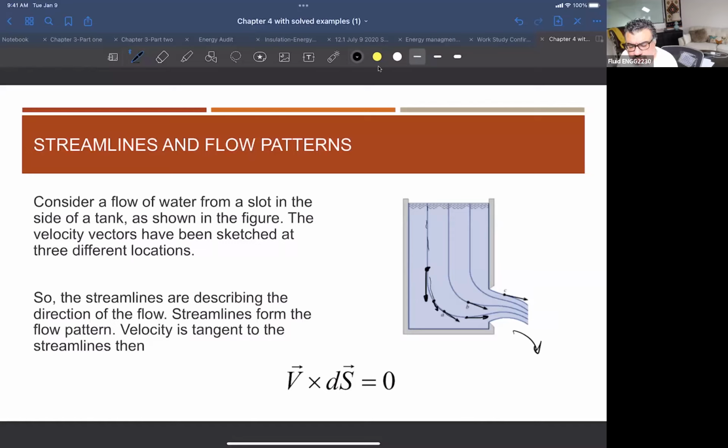There are lots of applications for this, right? So this is actually a cross section of a wing on an aeroplane.